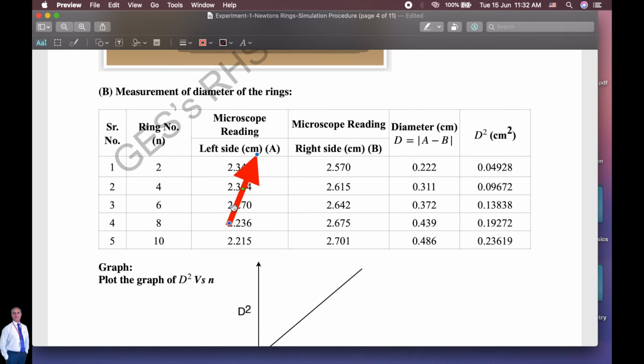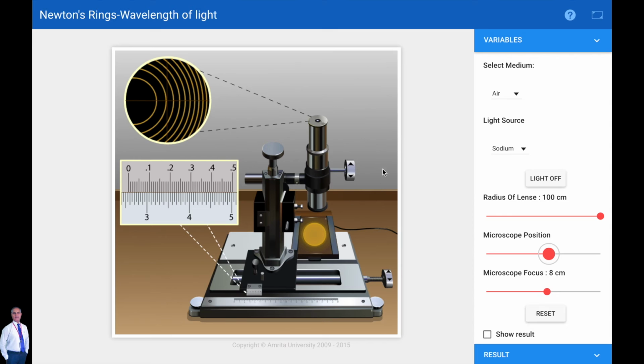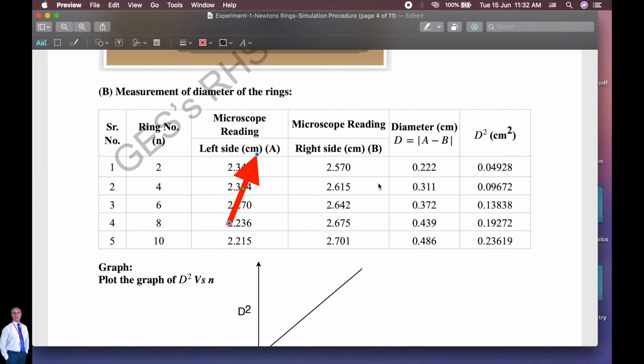So here the simulation is already done. Assume that all readings you have recorded and it's done. Now what is the next job? That is the second table, the measurement of the diameter of the rings. So from ring 2 to 10 we have taken 2, 4, 6, 8 and 10, and then the left hand side and right hand side micrometer readings, A side and B side, and then we have to find out the difference. So capital D will be your diameter. The difference between two readings will be your diameter.